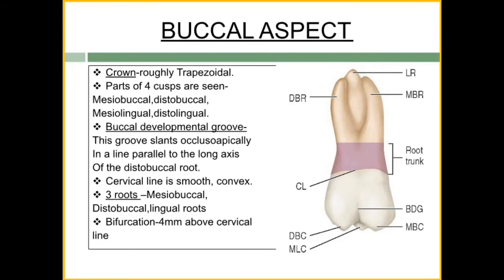It slants occluso-apically. Now what does this term mean? It means it moves in one direction from the occlusal aspect towards the cervical line, and it is also parallel to the long axis of the distobuccal root. The cervical line from this aspect is smooth and very convex in shape. All 3 roots are seen from this aspect: the mesiobuccal root, the distobuccal root, and the lingual root. The bifurcation point from the cervical line is 4 mm.